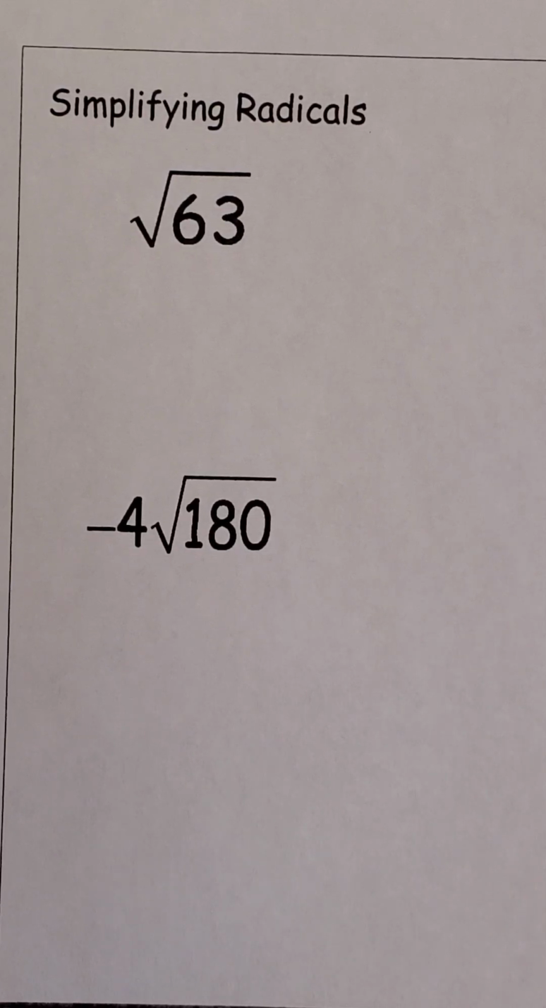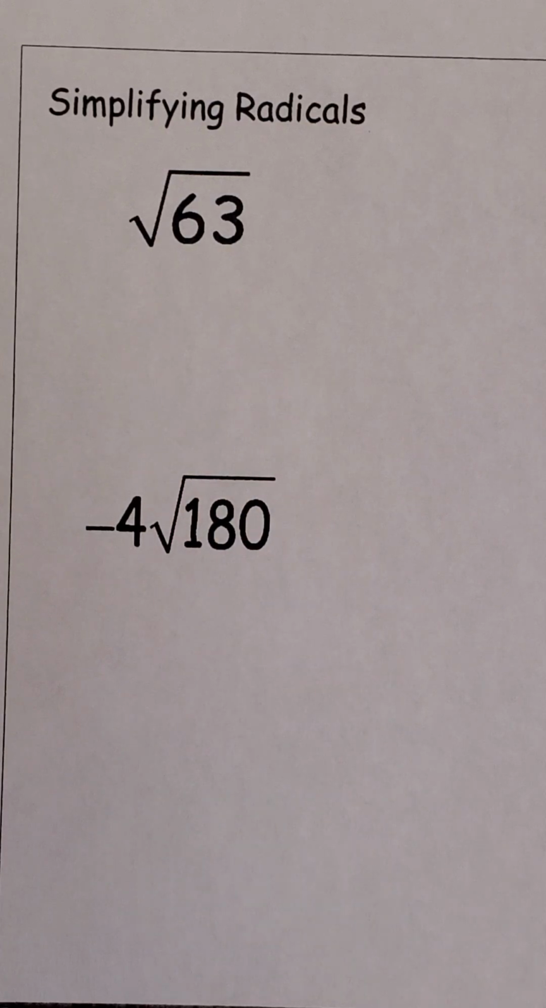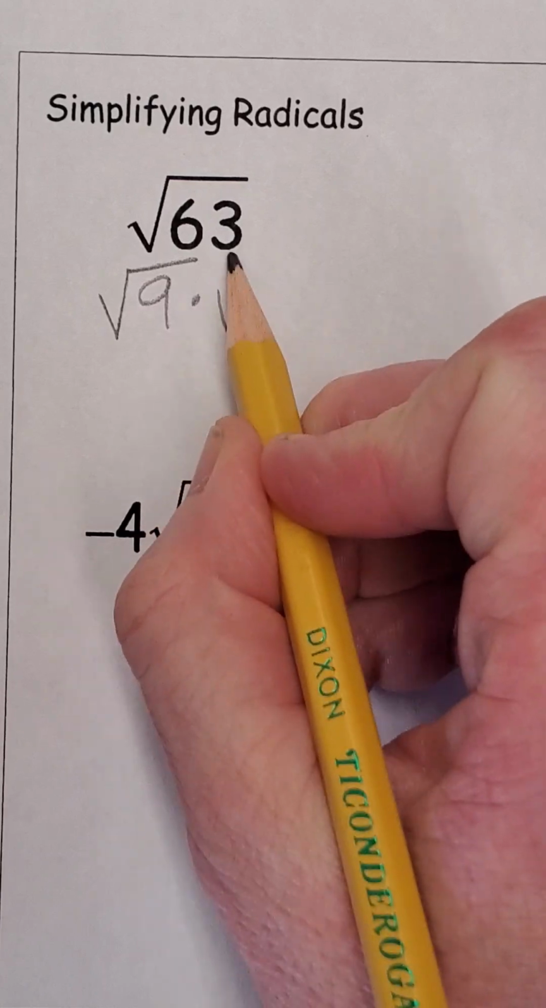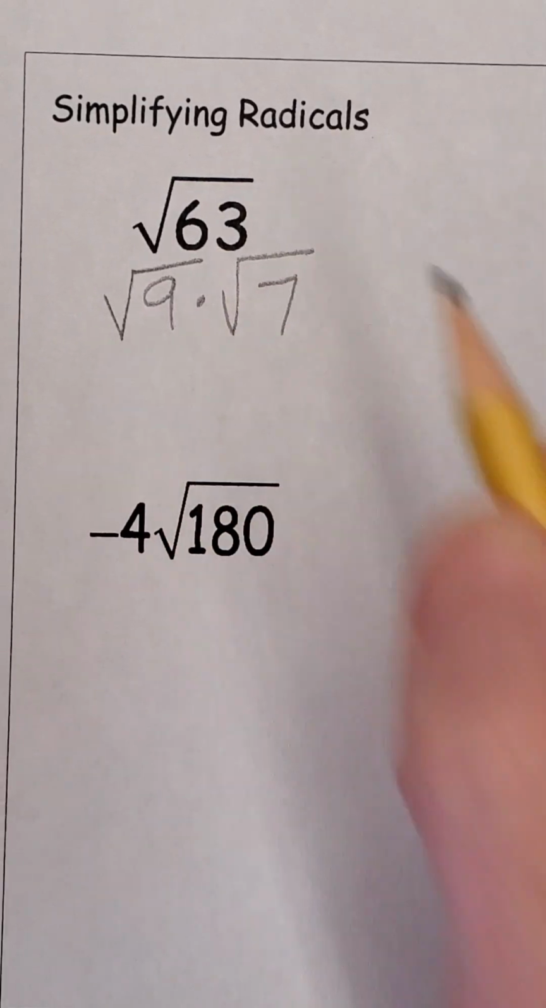Okay, so first step, we want to make sure that the radicand is not a perfect square or cube. It helps to have a list of those numbers handy. You'll see how that goes. Then what we need to do is separate the radicand into two factors that include the largest perfect square that divides evenly into the radicand. So this one will be root 9 times root 7.